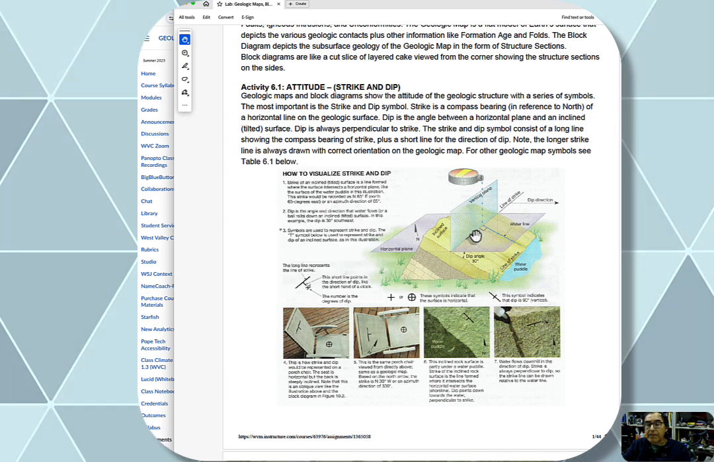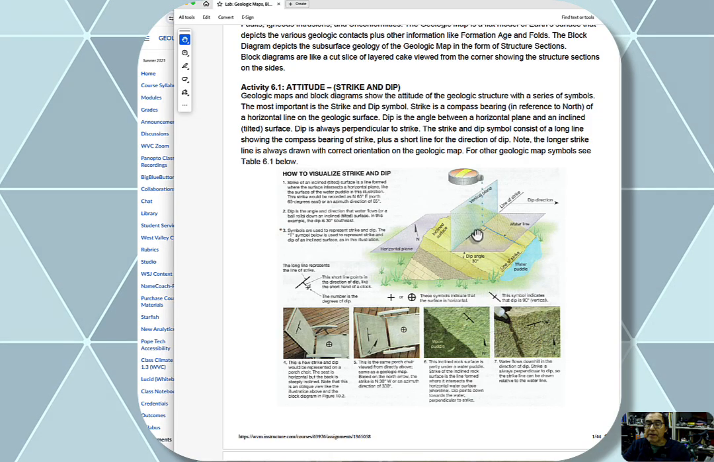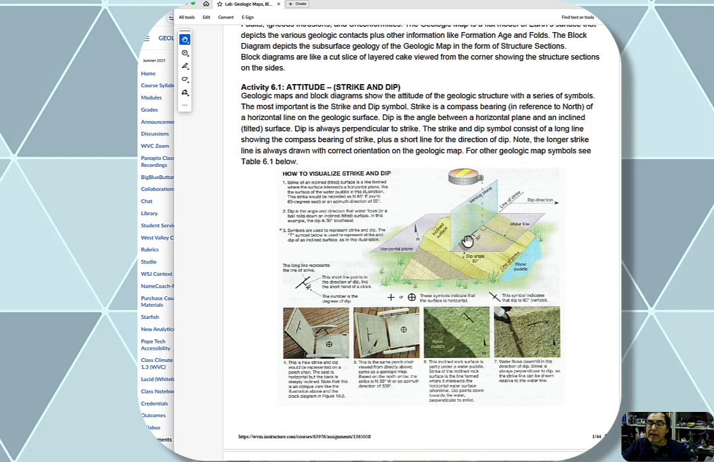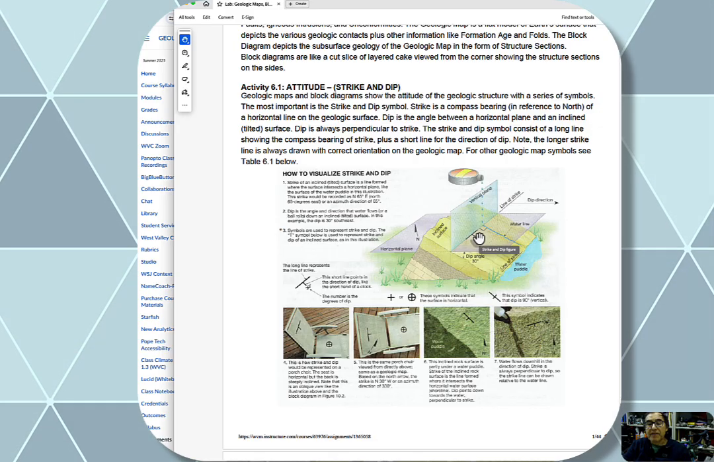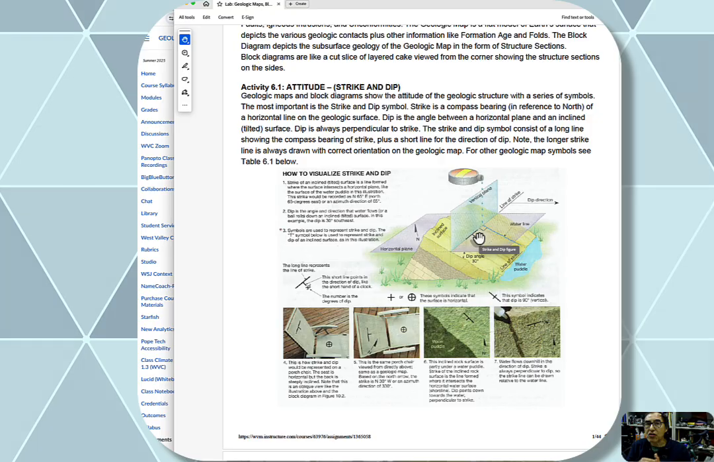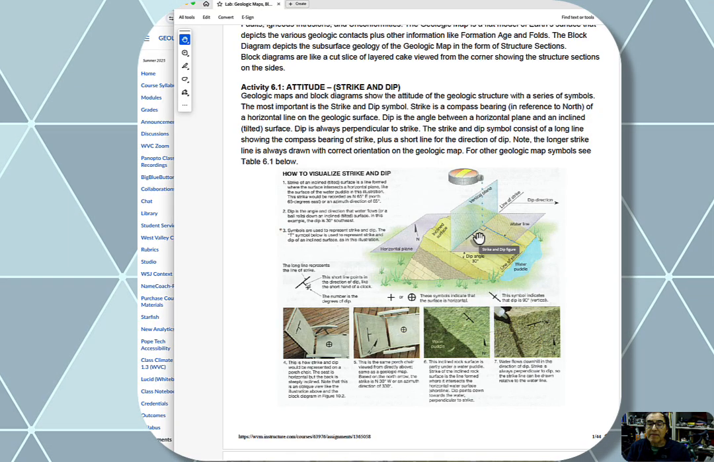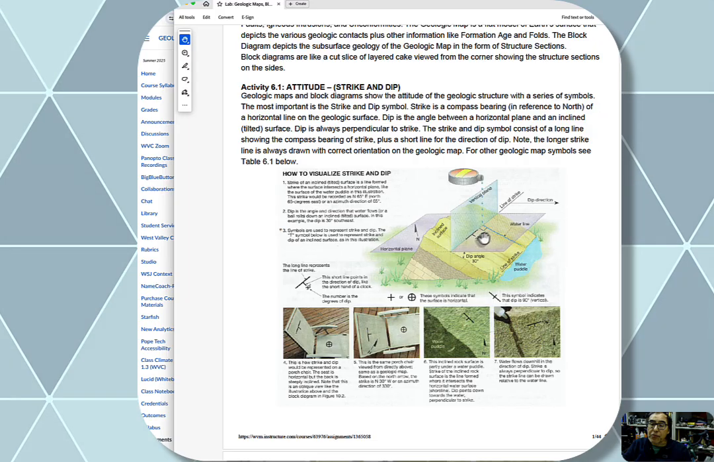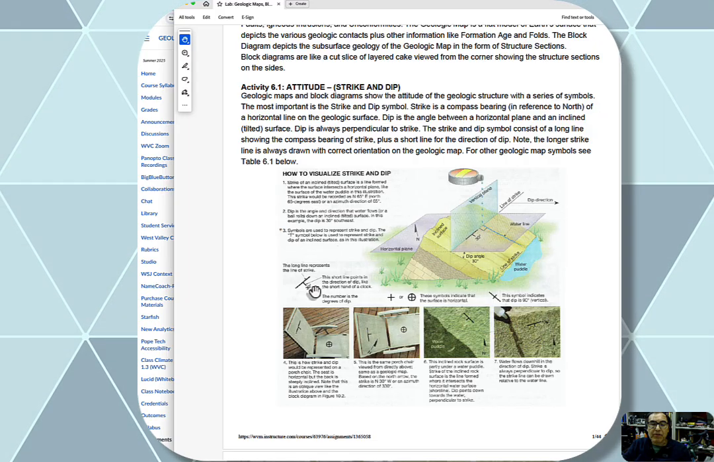Then dip is always perpendicular to strike, or strike is always perpendicular to dip. In this case, the dip is the angle of inclination, and here it's 30 degrees. Obviously a map is a planar two-dimensional surface, so you can't show that third dimension. The way we depict it is by saying that it's inclined by 30 degrees right there. And here's a little strike and dip symbol they're talking about.